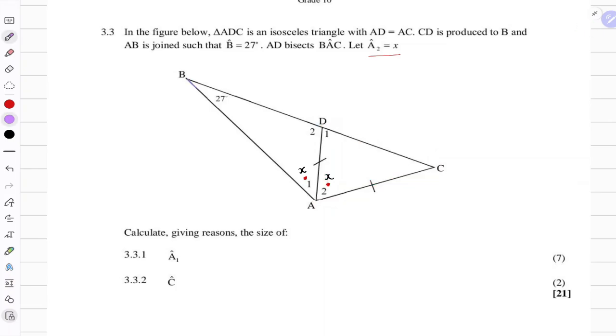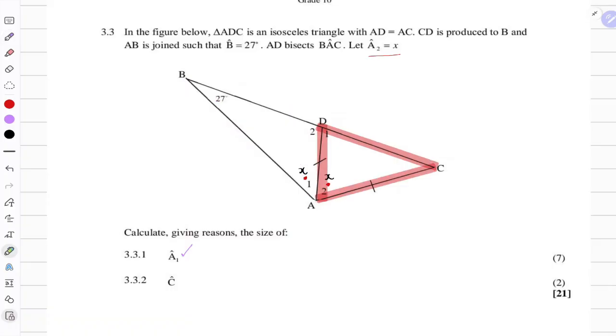Why we need to find D1 is because if you consider triangle ADB, you can see that D1 behaves as an exterior angle. And we know the exterior angle is equal to the sum of the interior opposite angles. So that's why we need to express D1 in terms of X, because we can relate D1 to this angle and that angle, and eventually solve for X. Once we have X, we can evaluate what A1 is.